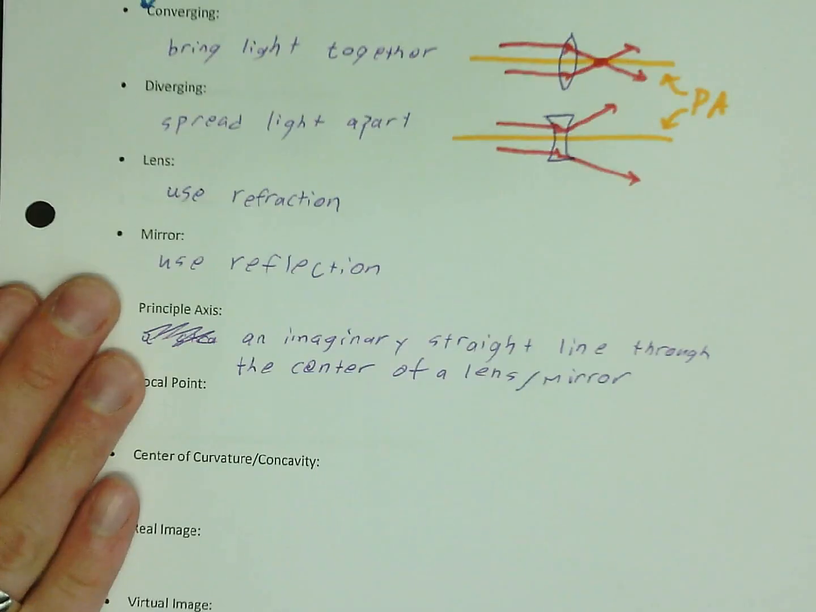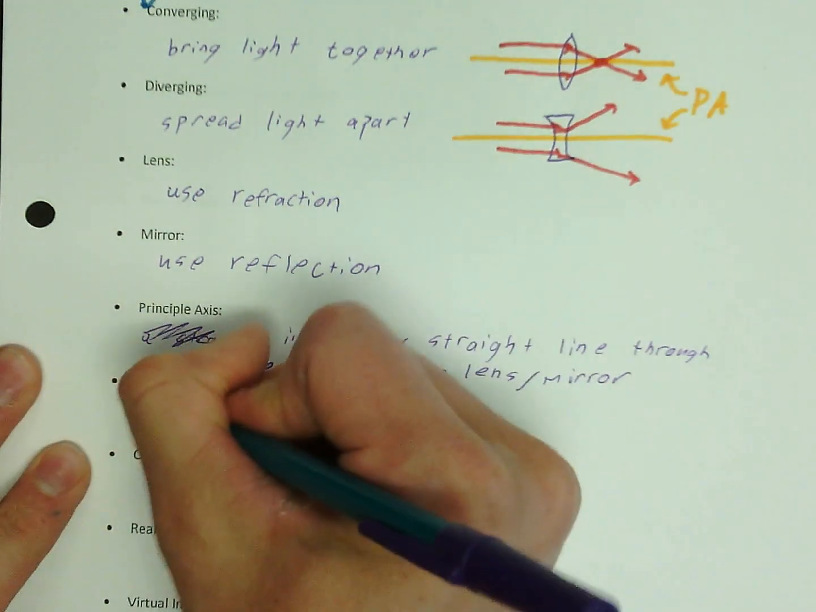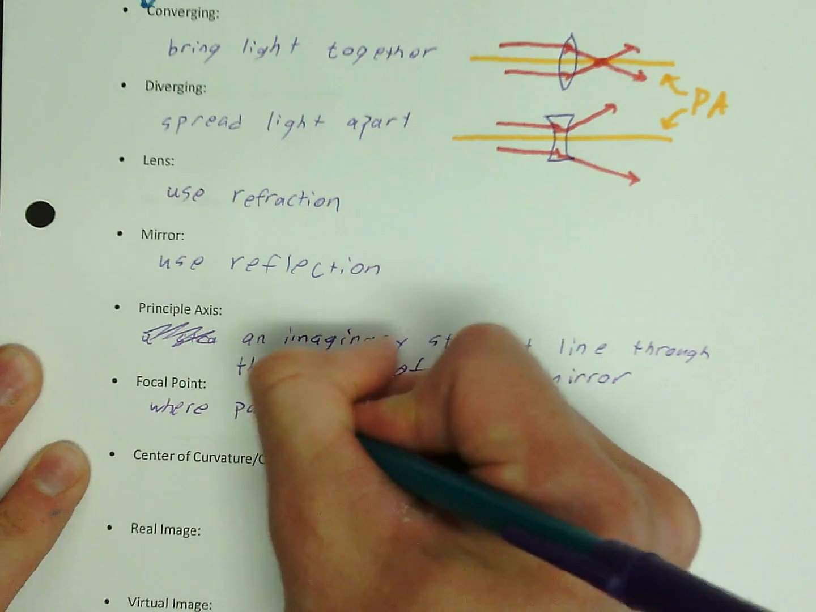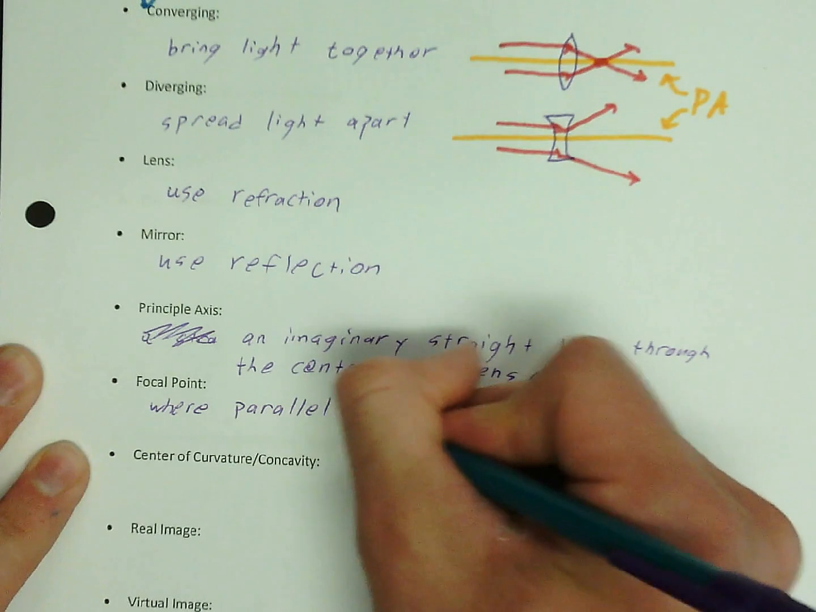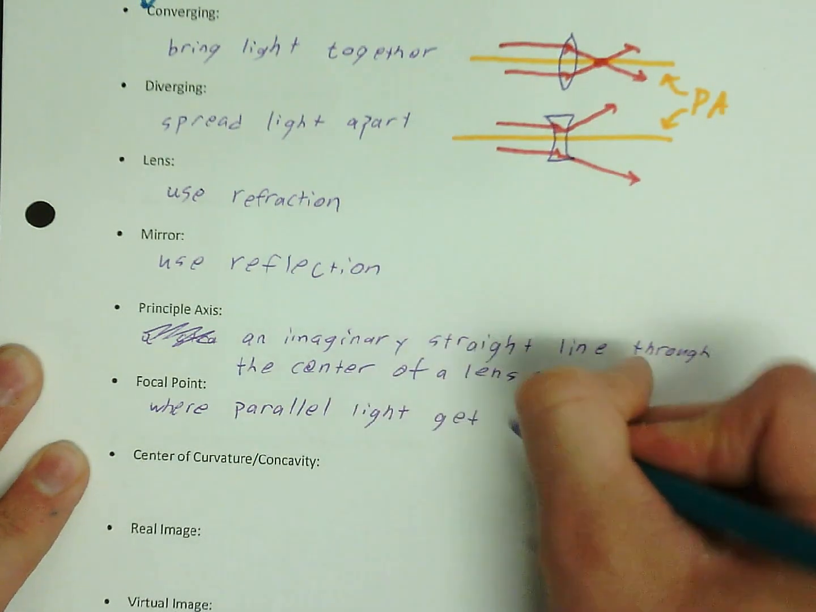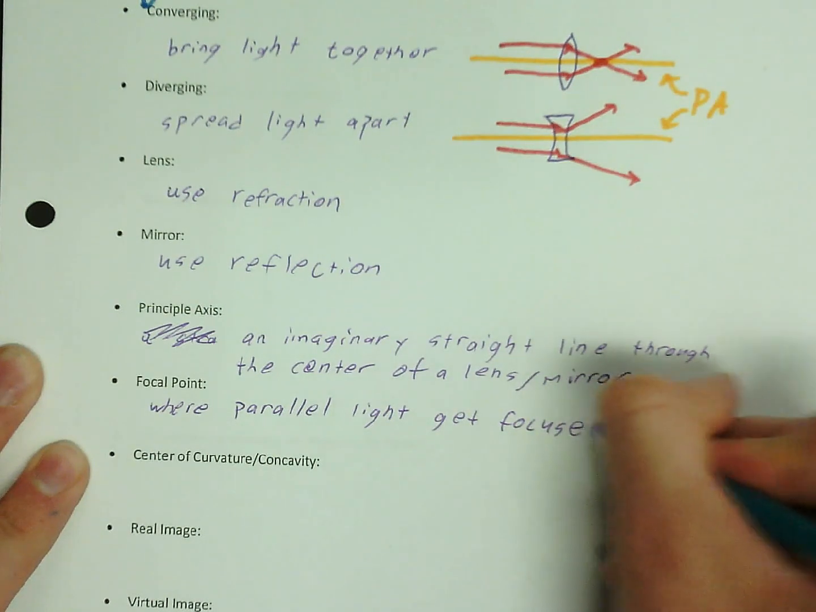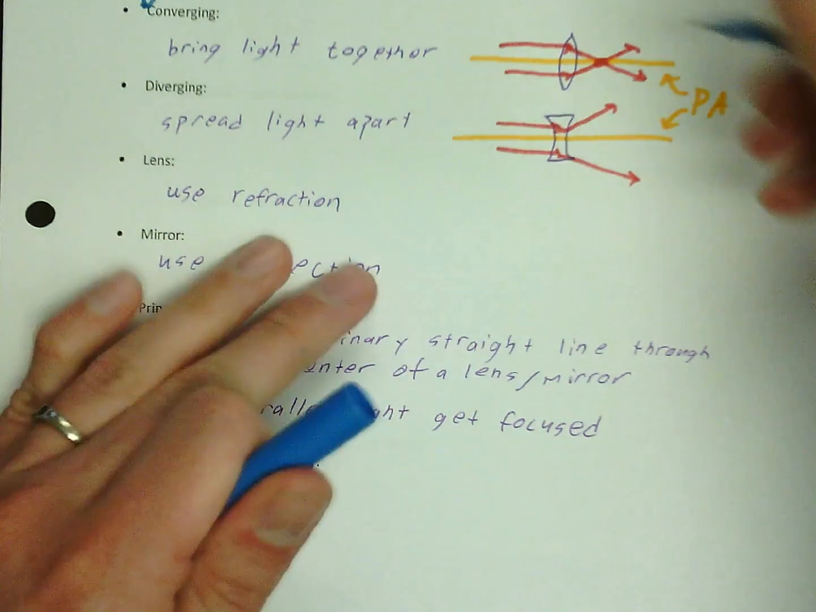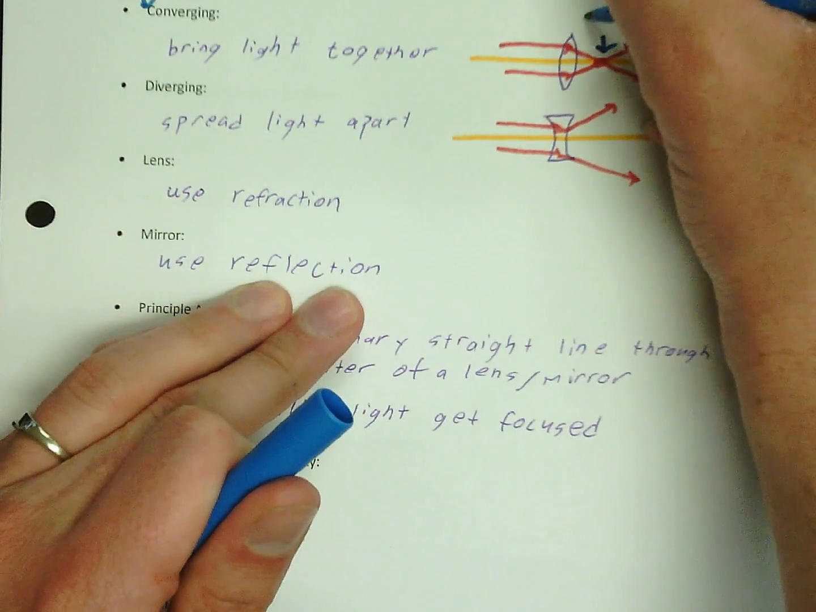Okay. Second one is the focal point. It's where parallel light gets focused. So, see how the light got focused here? That's called the focal point.